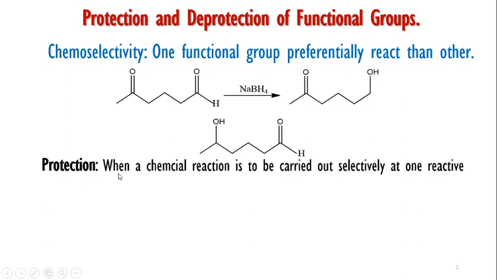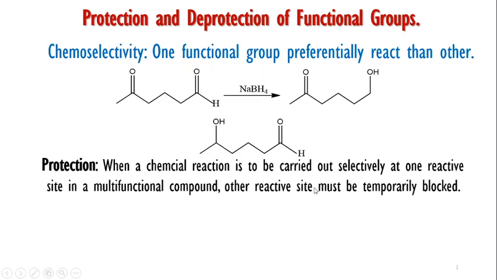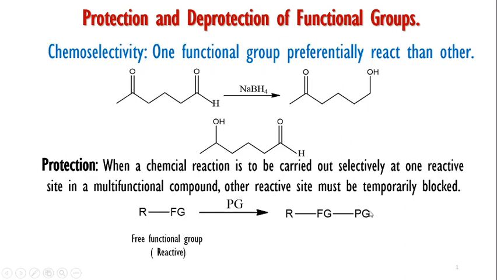That means, what is protection? When a chemical reaction is to be carried out selectively at one reactive site in a multifunctional compound, the other reactive site must be temporarily blocked. Like this. Here RFG is our initial molecule which is the more reactive. When it gets protected, it looks like RFG-PG, which is unreactive, or we can also say the masked functional group. This is simply the protection of the more reactive functional group.